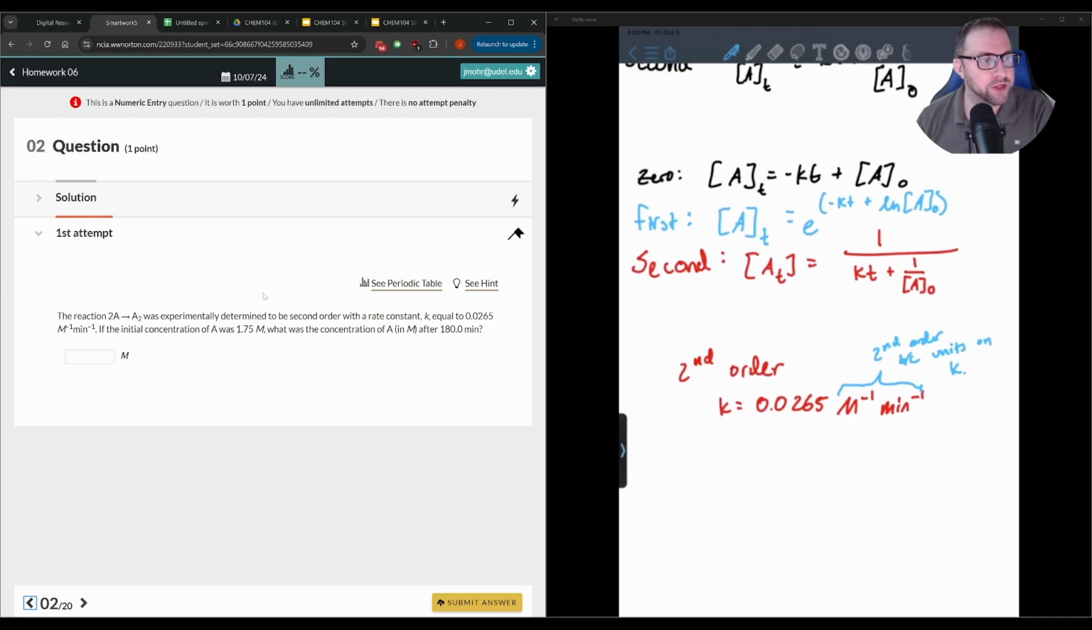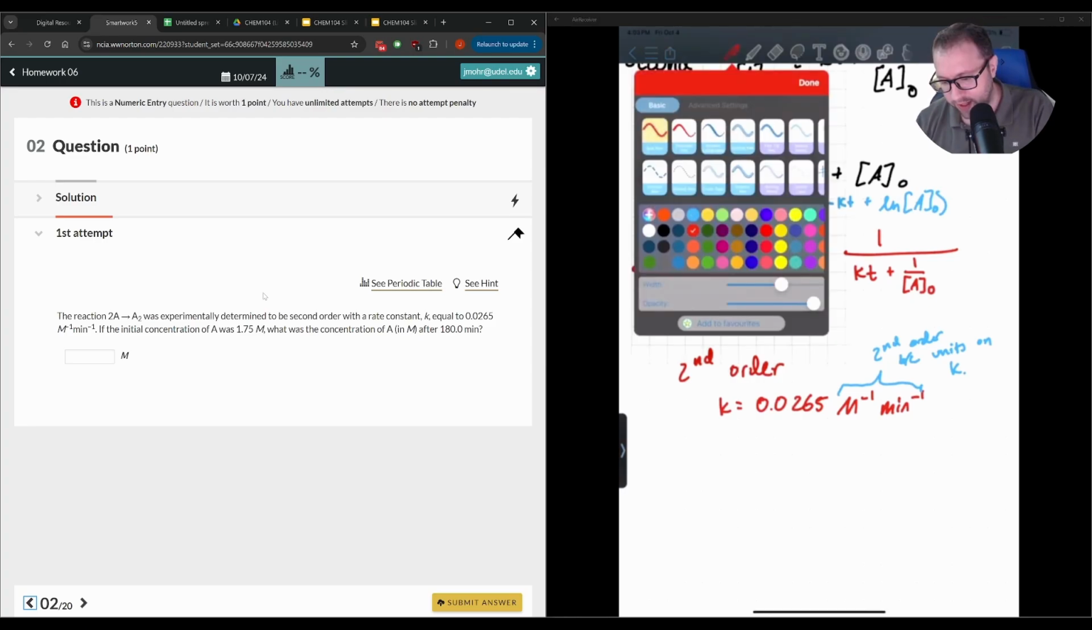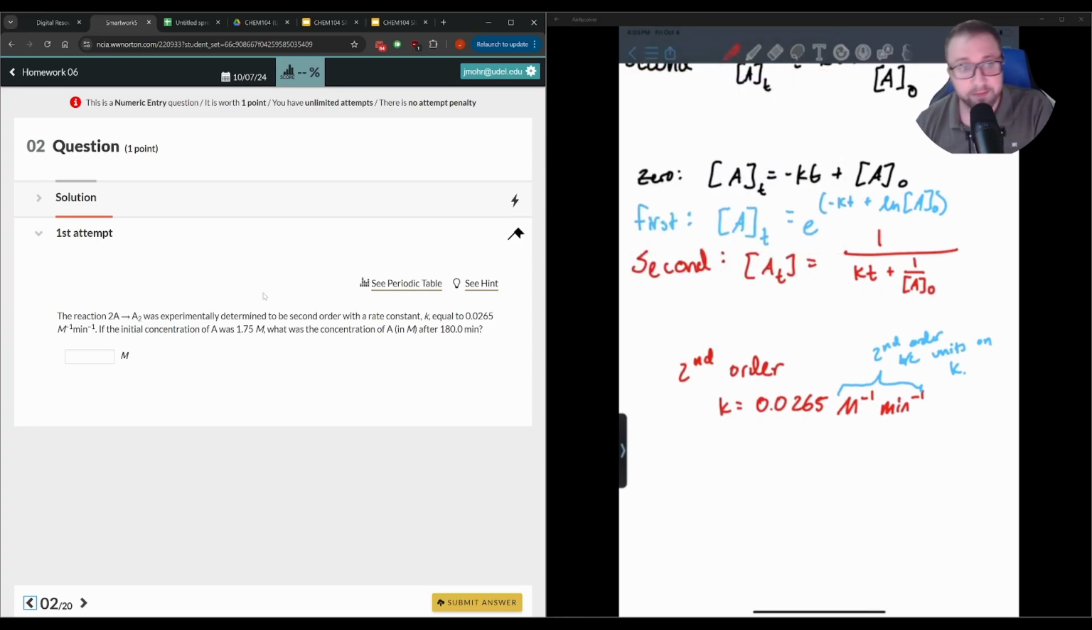So a mean version of this question would tell you the K value, but it wouldn't tell you it's second order, and you would be expected to say, that's a second order equation because of the units on K. And that is a totally fair question to ask on the exam. We are told that A naught is equal to 1.75. What is AT at T equals 180.0 minutes?